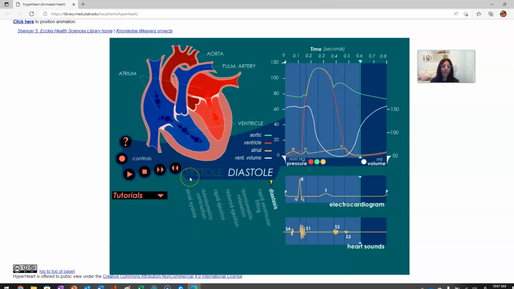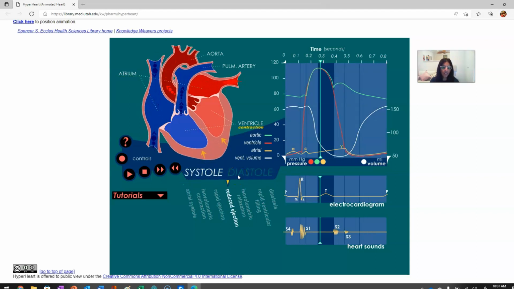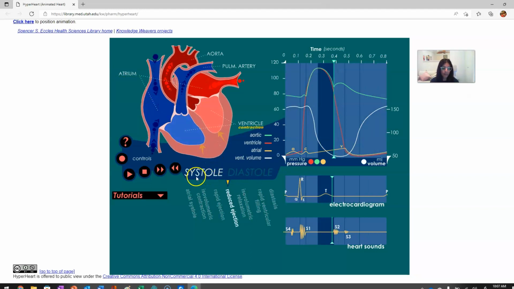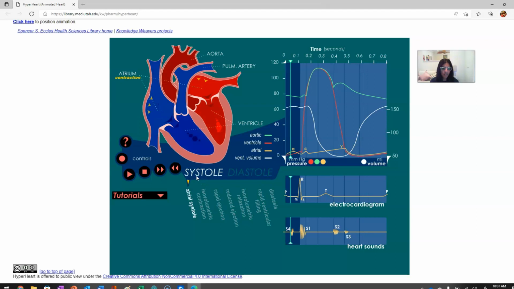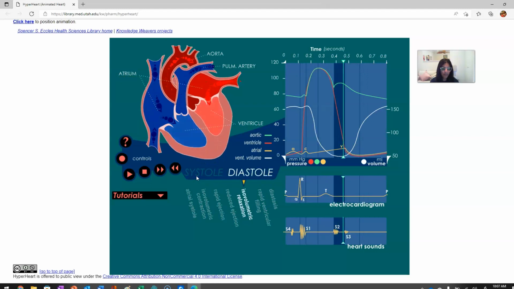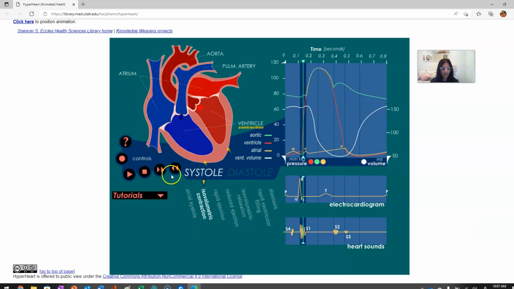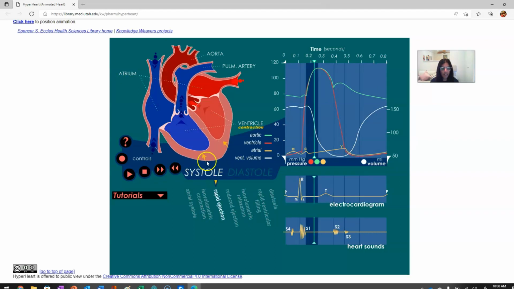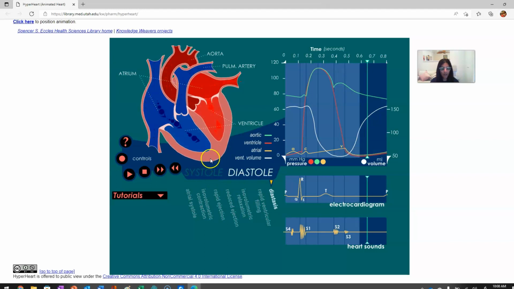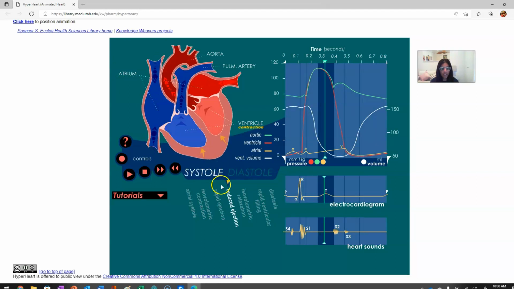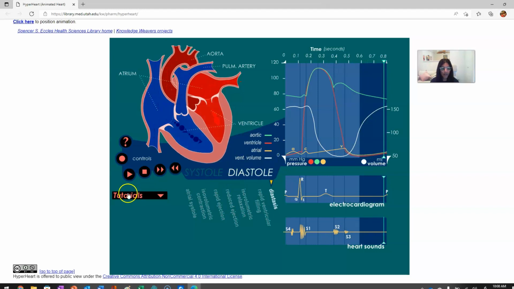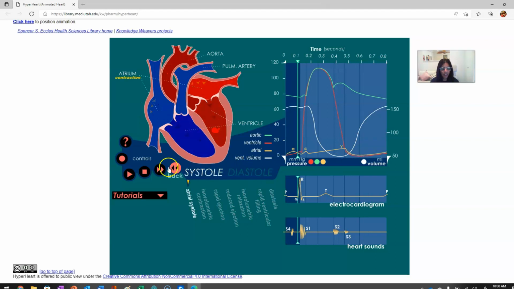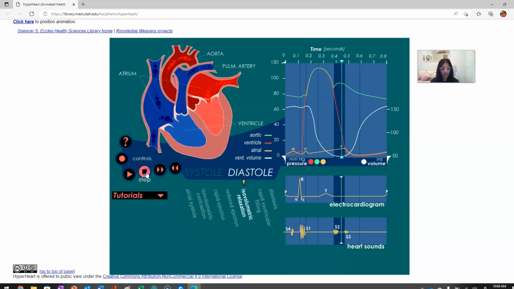Systole and diastole refer to the pressure of blood in the heart and also in the blood vessels. Systole is when we have contraction, and diastole is when we have relaxation. If you look at when the word systole is in yellow, we can see the yellow arrows pushing up on the ventricles. And when it's diastole, those arrows aren't there anymore. So what we're showing is relaxation and contraction of the heart, which leads to changes in pressure.